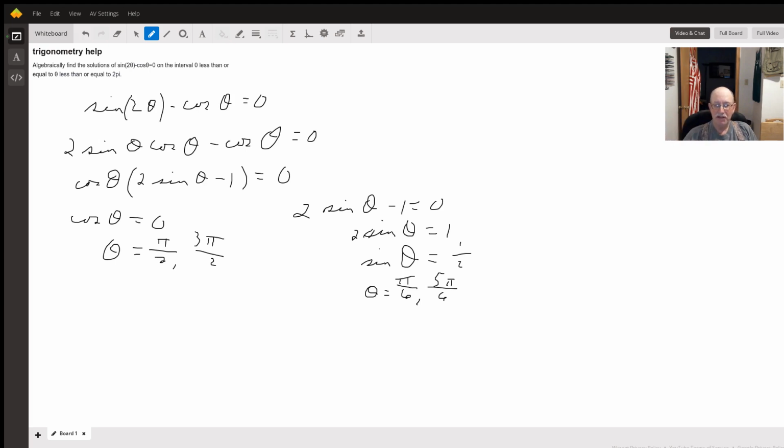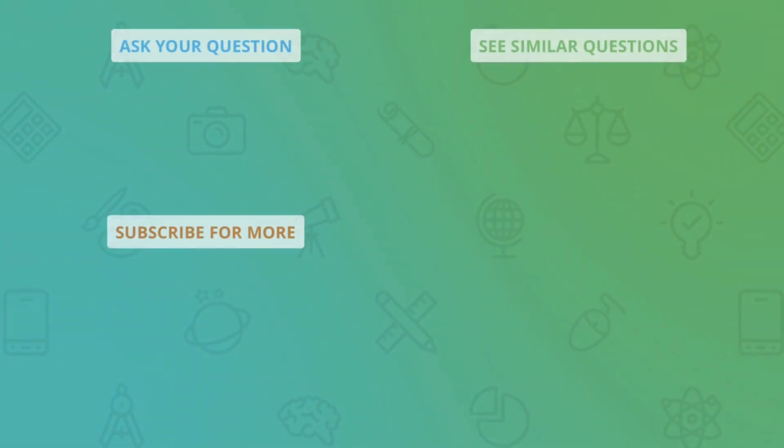Divide both sides by 2. We get sine of theta equals 1/2. Well, the two angles where sine of theta equals 1/2 are pi over 6 and 5 pi over 6. So you get 4 solutions to that, and that's them. So there you go.